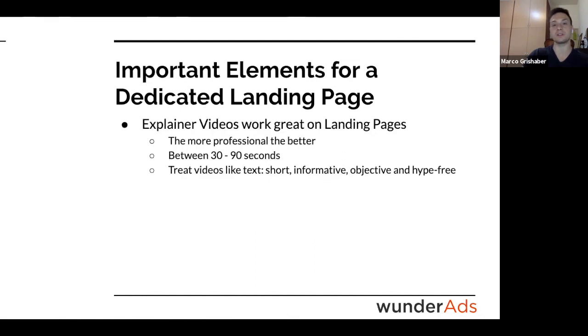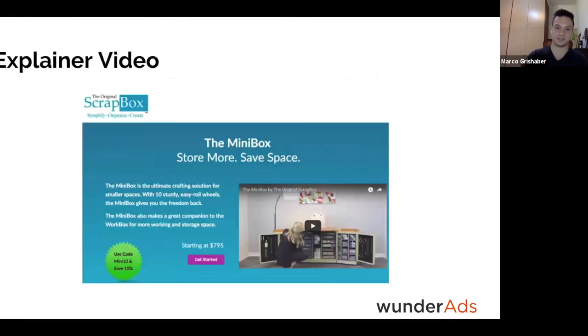Another thing that might work for a lot of pages, which should be tested again before implementing it finally, but it has been shown in a lot of examples to make a great benefit, is an explainer video. The more professional, the better. Usually between 30 to 90 seconds, and you should treat them just like text. Keep them short, informative, objective, and high-quality. Here's an example of that. As you can see here, that's the headline, subheadline, some text, and the explainer video with a call to action on the bottom.